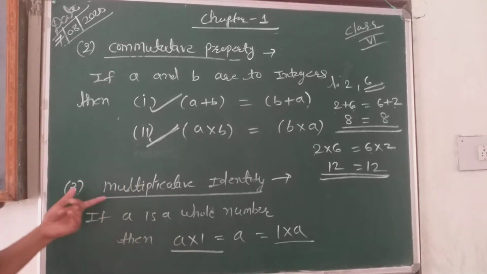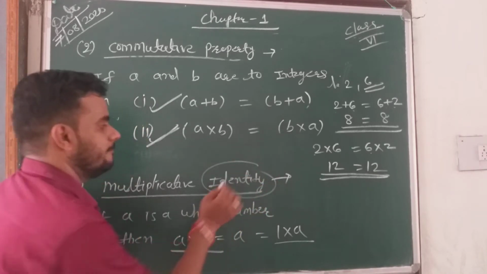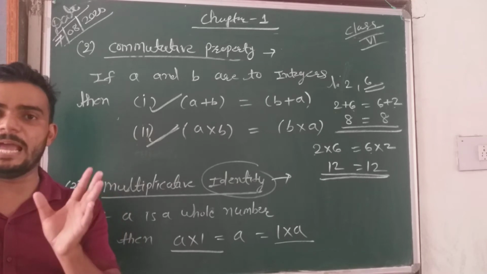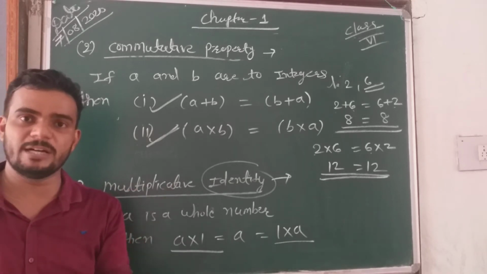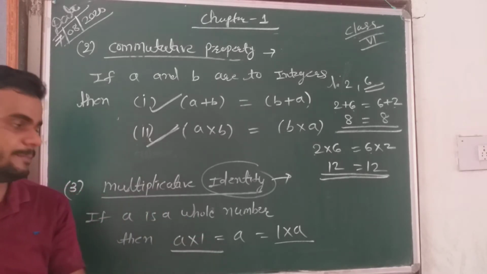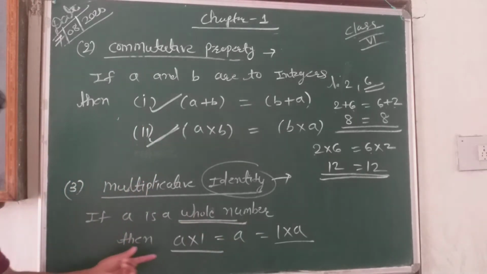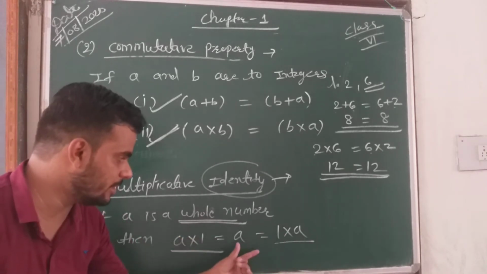Next property, the multiplicative identity. Multiplicative identity means if we have any number and multiply it by 1, we find the same result. It means if a is a whole number, then a multiply 1 equals a, or 1 multiply a also equals a.